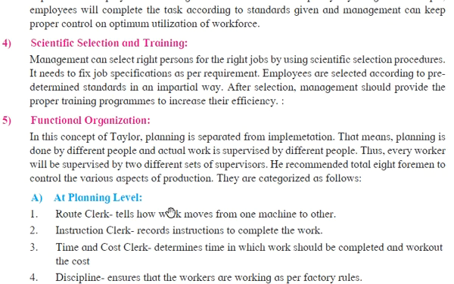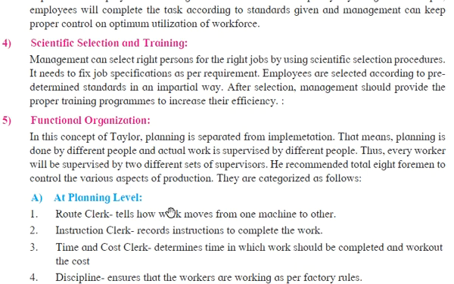So, in the mechanical industry, mechanical engineers can work. If they have taken a software engineer, it will be difficult for the organization to get the work from the software engineer. So they have to hire a mechanical engineer only. After the selection, management should provide proper training programs to increase their efficiency. If they give training to the employees, they can increase the efficiency and productivity in their organization.